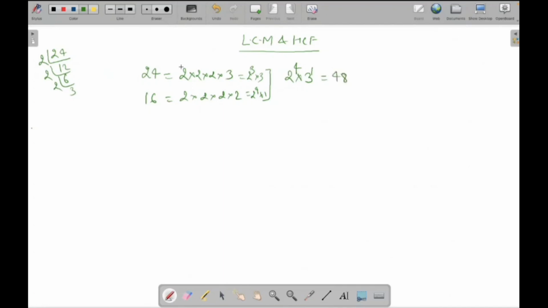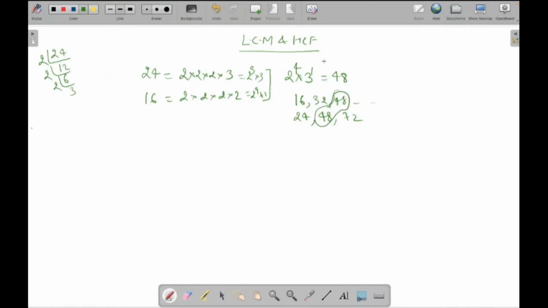And as I was saying, the least common multiple is basically this: you write the multiples of 16, which are 16, 32, 48 and so on, and the multiples of 24, which are 24, 48, 72 and so on. The least common multiple of both of them is 48, and that's the reason the least common multiple here is 48.